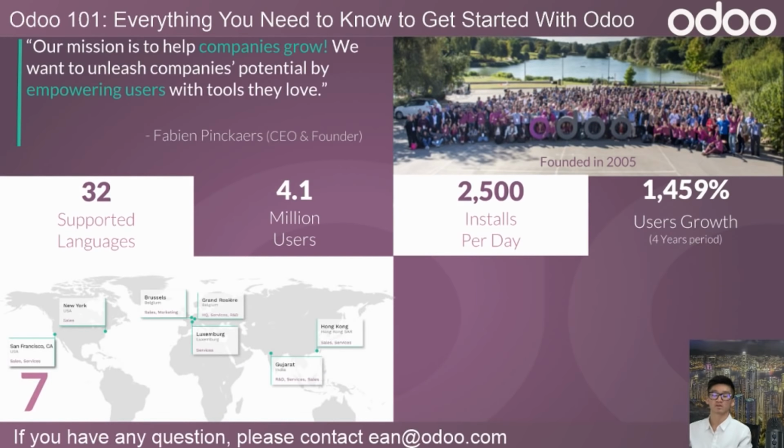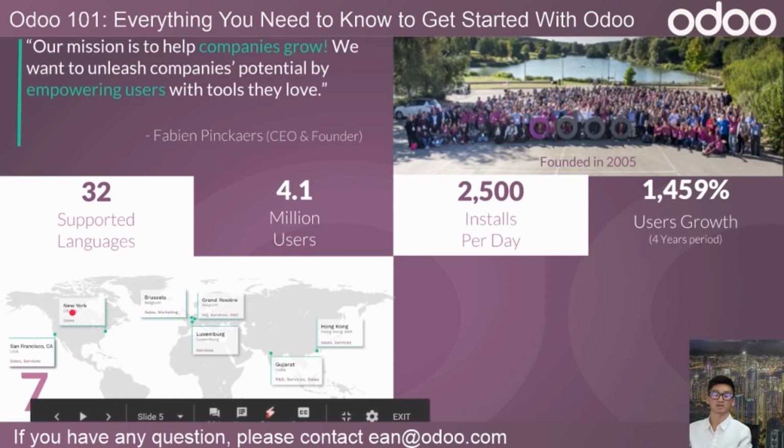And of course, here we do have 7 offices worldwide. As you can see here, in the US we have 2 offices. In the European headquarters, we have 3 offices. And of course, in Asia Pacific, we have 2 offices, including the Hong Kong office where we are doing this webinar now.